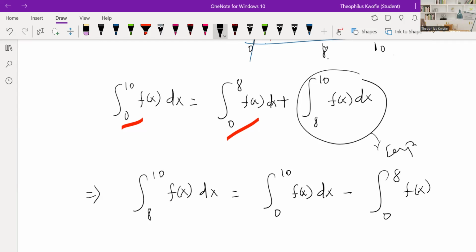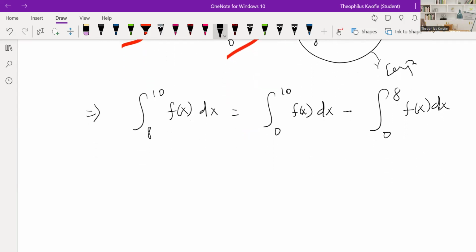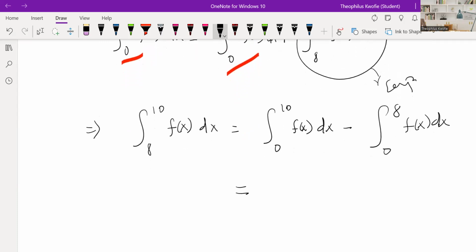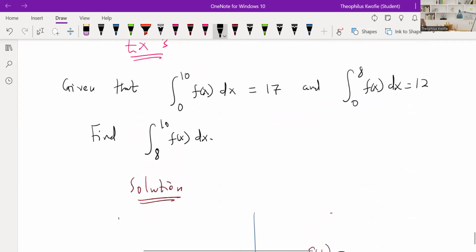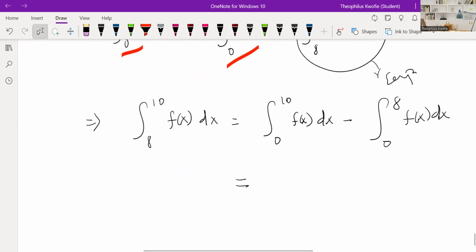Good. Now, what's the first value? We were given this to be 17, and that to be 12. So on that note, we're going to have 17 minus 12, and that gives us 5 as our result. Yeah, and I think that should be all for this particular problem.